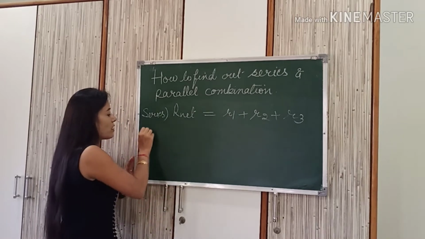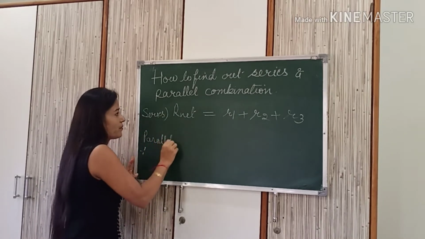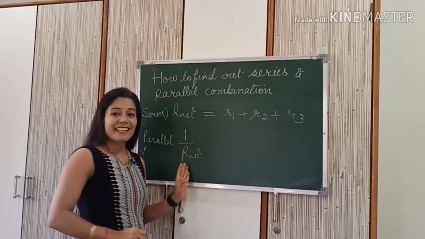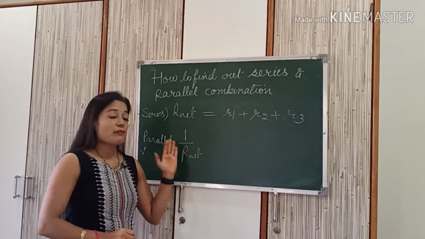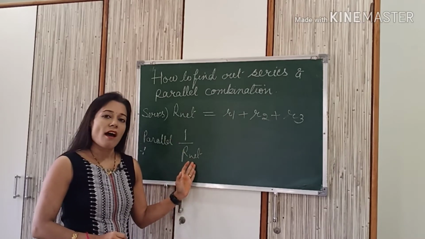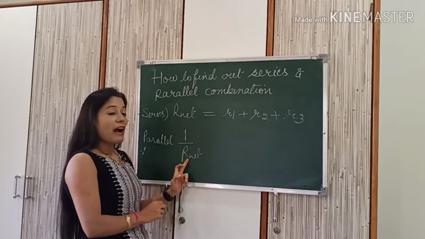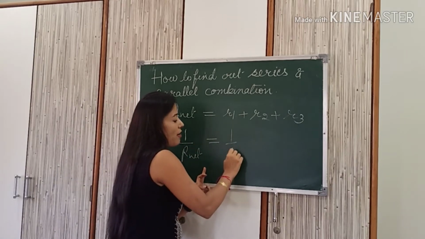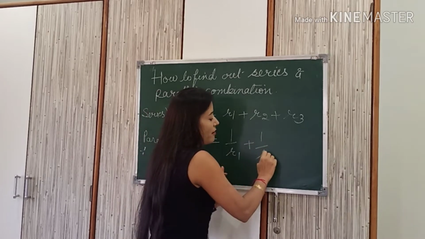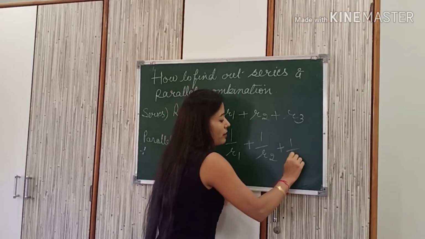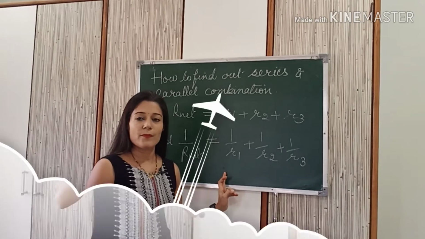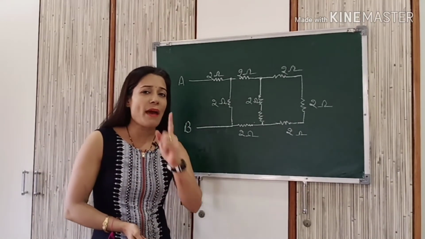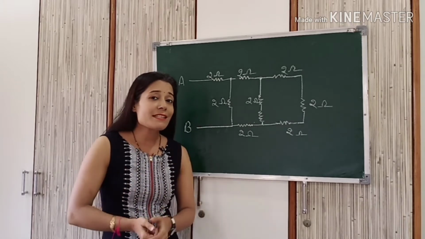What is that formula? What happens in parallel combination? 1 upon R net. Did you see the change? Here reciprocals of resistances are added. So 1 upon R net, or 1 upon R equivalent, is equal to 1 upon R1 plus 1 upon R2 plus 1 upon R3. So friends, by now you have learnt the rules and regulations of series and parallel combination of resistances in a circuit.